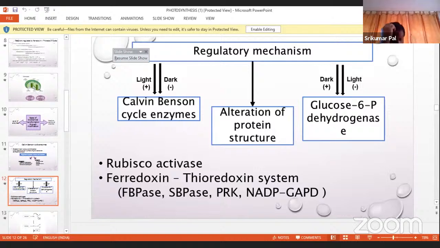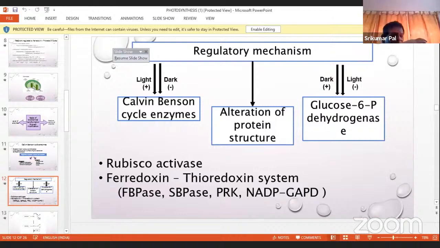NADP-GAPDH. Actually, the unique mechanism that regulates Rubisco activity is related to the slow capacity of Rubisco to fix carbon dioxide.